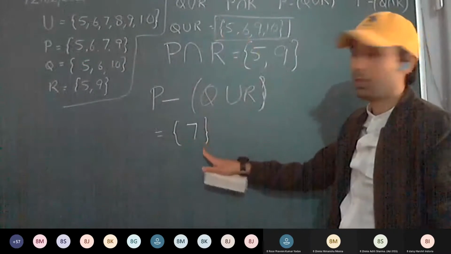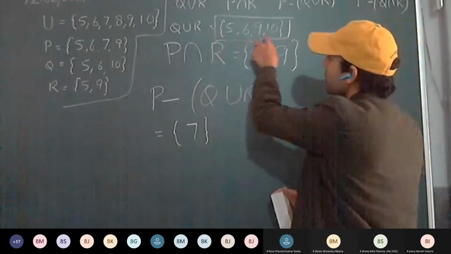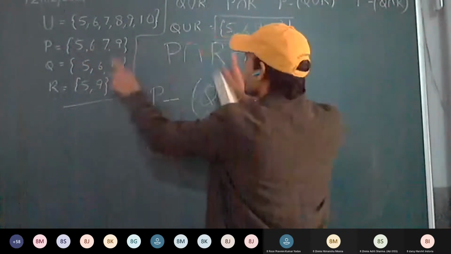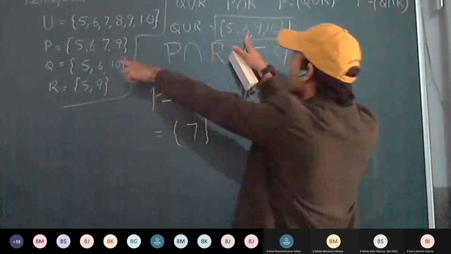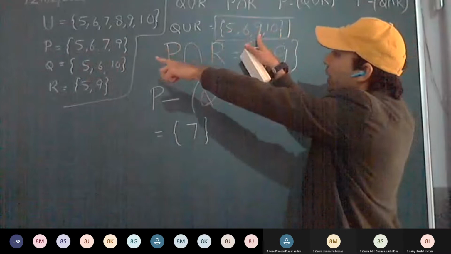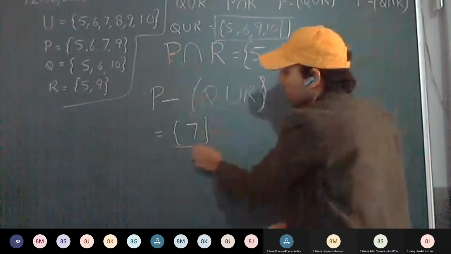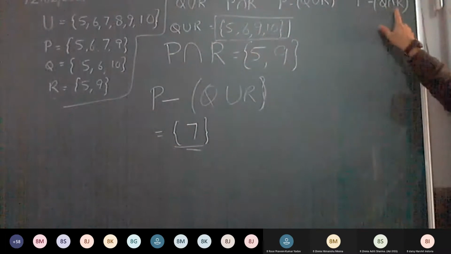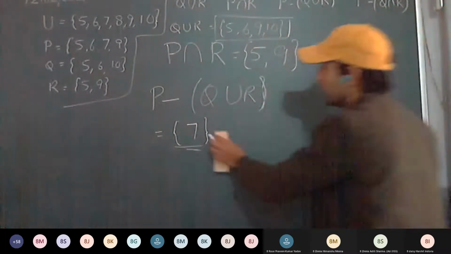Understood this one? Q union R is 5, 6, 9, 10. P is 5, 6, 7, 9. So remove the elements: 5 is removed, 6 is removed, 9 is removed, remaining is only 7. This is our answer. Understood this one? Okay, do this one now. Do it yourself.